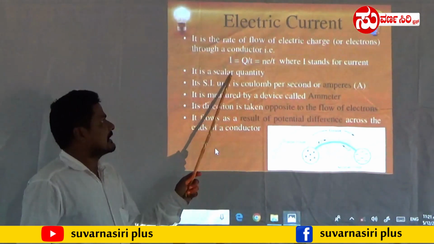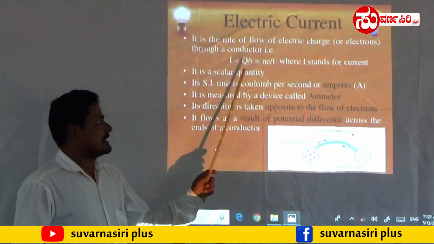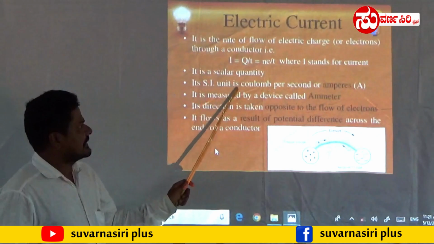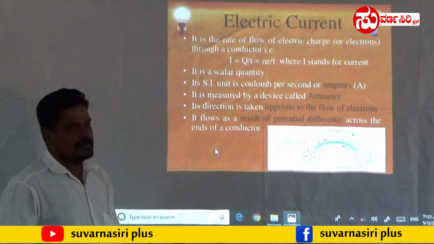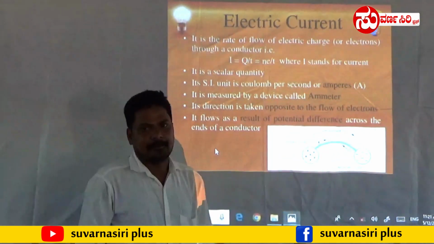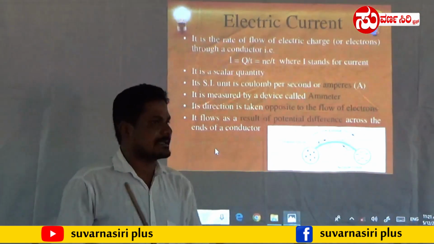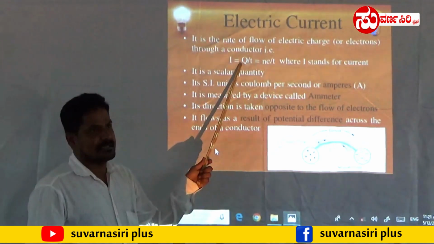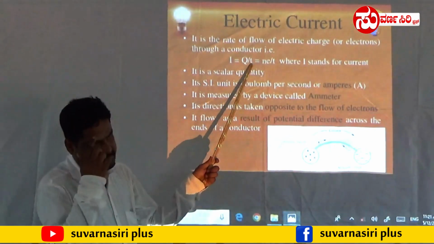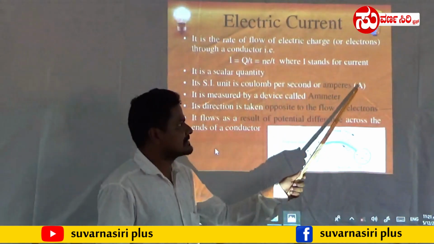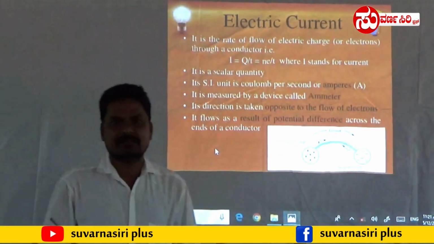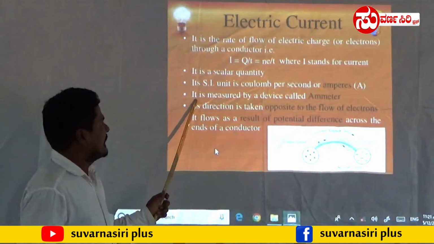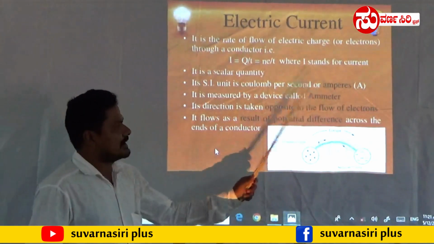So here the current is called a scalar quantity because it has only magnitude. And its SI unit is coulomb per second. Coulomb per second is called ampere. Why? Because Q is the charge, charge is measured in coulombs and time is measured in seconds. That's why coulomb per second is called ampere. The current is always measured using ampere. It is the unit of current and it is measured by a device called ammeter.